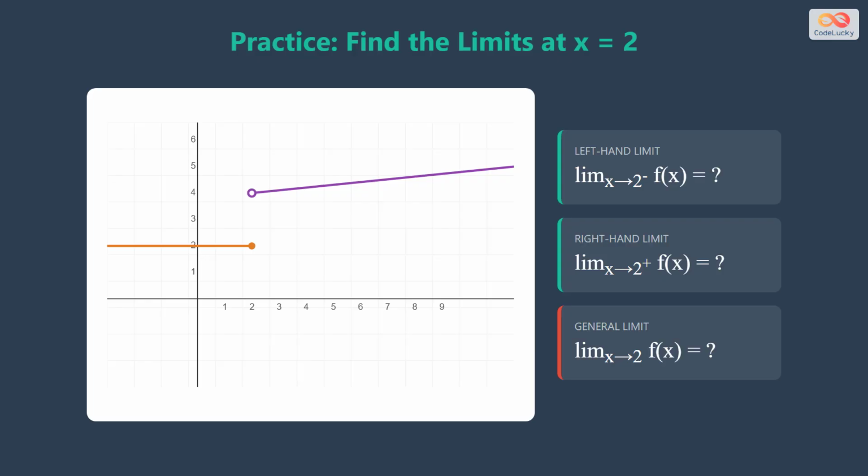Let's look at this practice graph. At x equals 2, follow the orange line from the left. It hits a y value of 2. Now follow the purple line from the right. It hits a y value of 4. Since 2 does not equal 4, the general limit at x equals 2 does not exist.